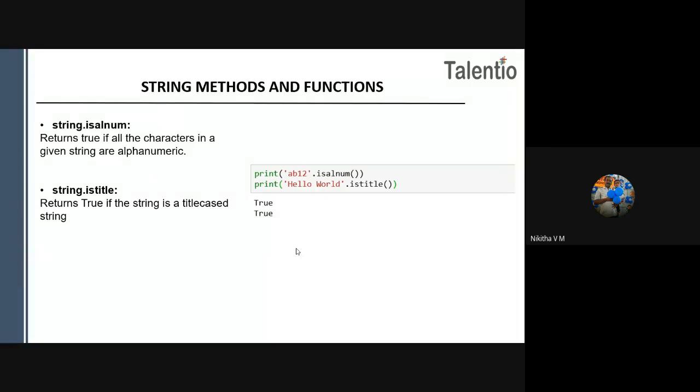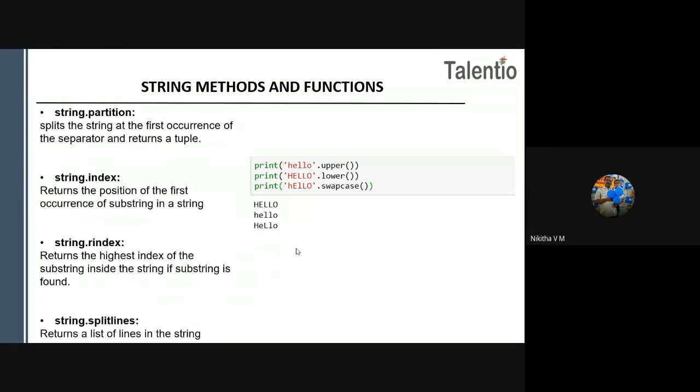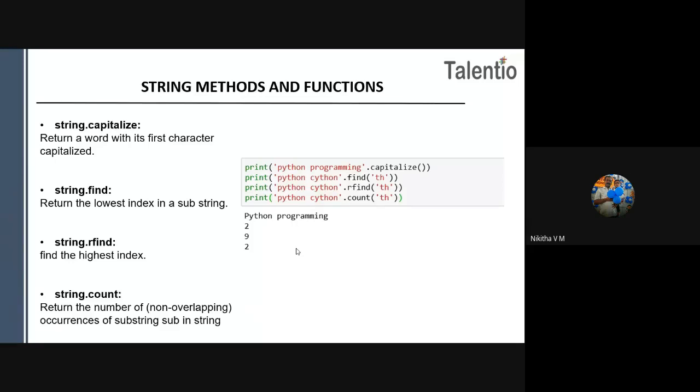Alnum title case is also done, right? This is done. Upper, lower. Yes, so it is just converting the given lowercase to uppercase and uppercase to lowercase. Also swap case. I guess this is also done. Partition, index. Yeah. Now we have to check with this.